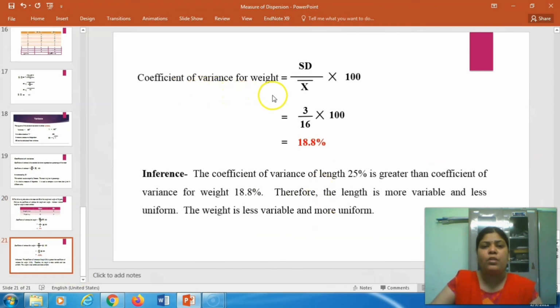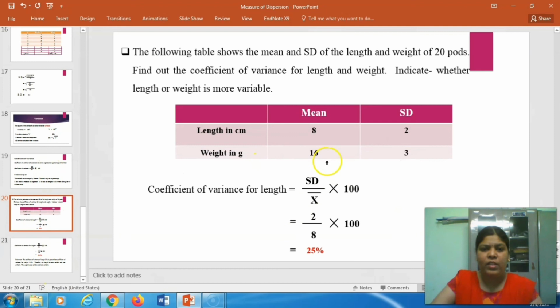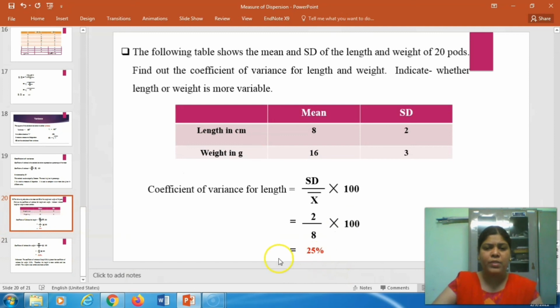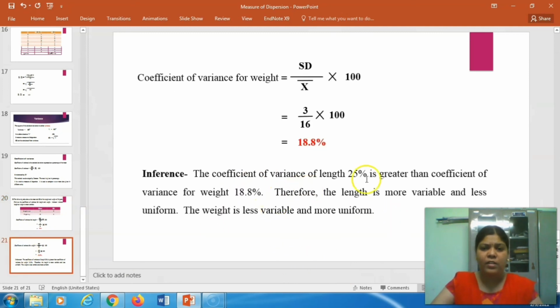Then the coefficient of variance for weight. The same formula will be applied here. The value of SD in case of weight is 3 and the value of mean is 16. So 3 divided by 16 multiplied by 100, and we get the answer 18.8%. Look at both values: 25% in case of length and 18.8% in case of weight.